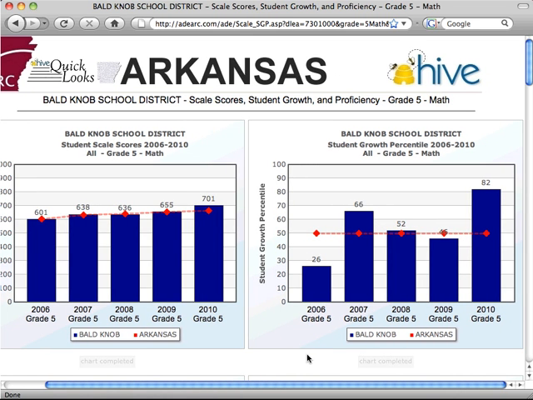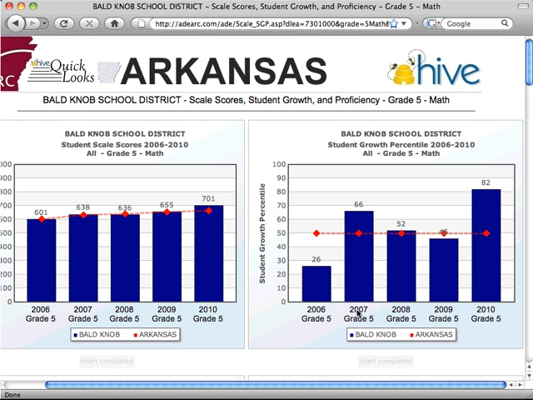You can see the student growth for the last 5 years, both for the Bald Knob district, represented by the blue bars, as well as for the entire state of Arkansas, represented by the red diamonds. A few changes are interesting to note here. First of all, the Bald Knob scores fluctuate quite a bit over the 5 years, while the Arkansas average remains relatively steady.